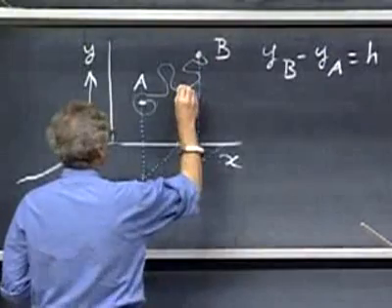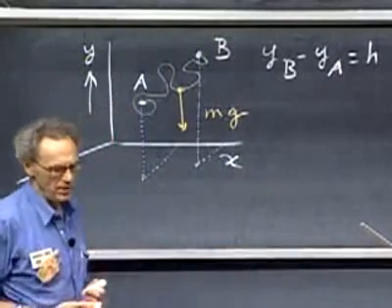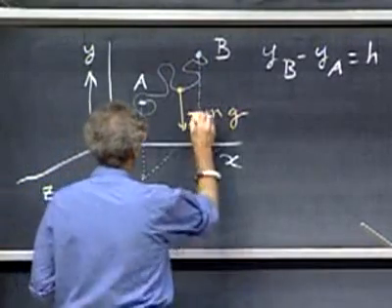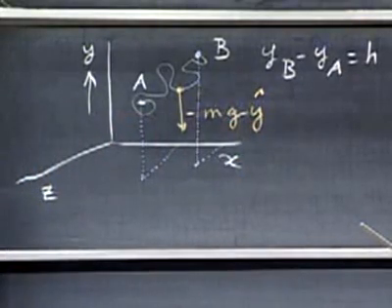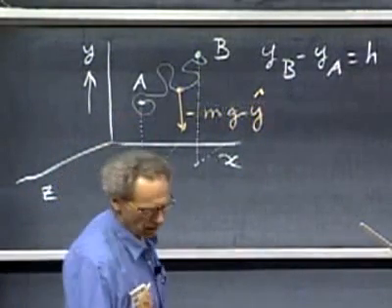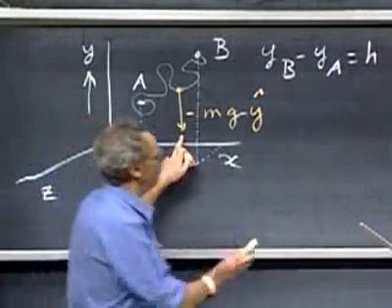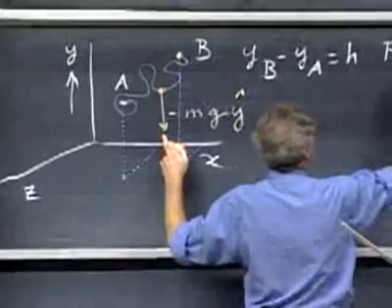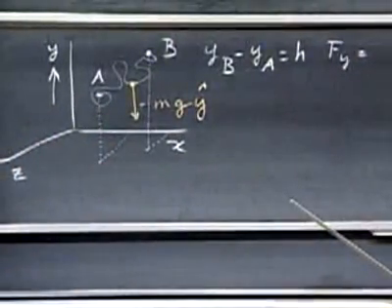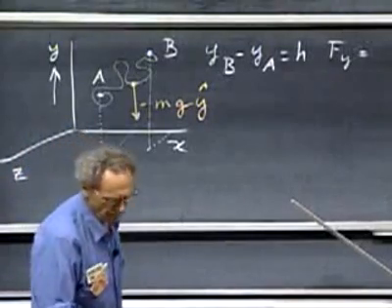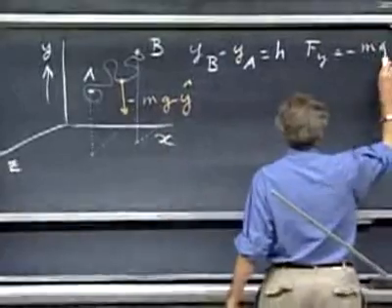The object has a mass m, and so there is a force mg, and I can write down the force in vector notation. It's in this direction. So now I notice that there is only a value for F_y, but there is no value for F_x, and there is no value for F_z. They are 0. And so F_y equals minus mg.